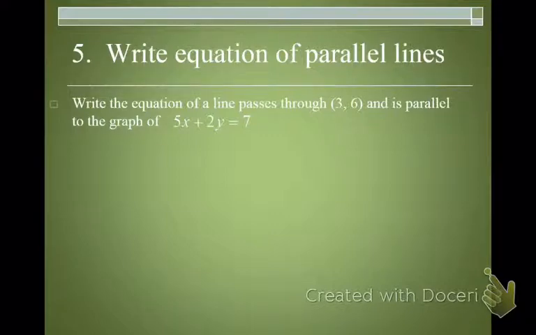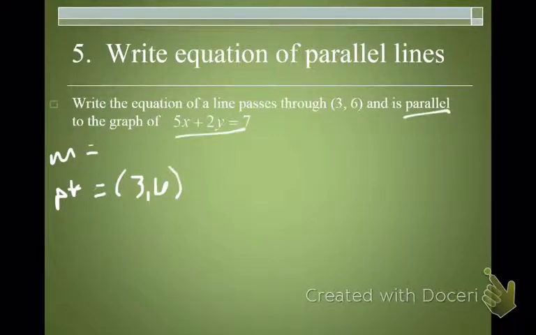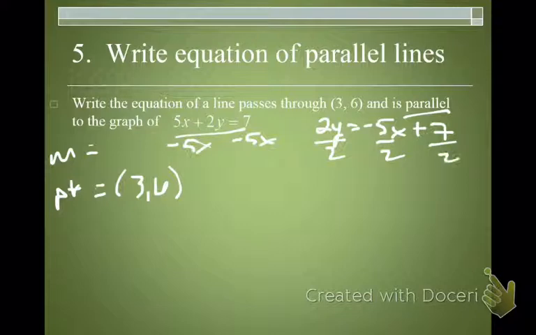Okay, all right, so we need a slope and a point. We have a point on the line that's (3, 6). For the slope, I know that my line is parallel to this one, so I'm going to find the slope of this one. I have to subtract 5x, get 2y equals negative 5x plus 7, and then divide everything by 2. The slope for this line ends up being negative 5 over 2. So the slope for my line is negative 5 over 2.